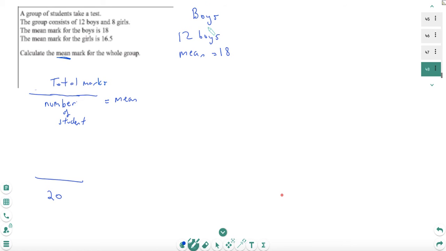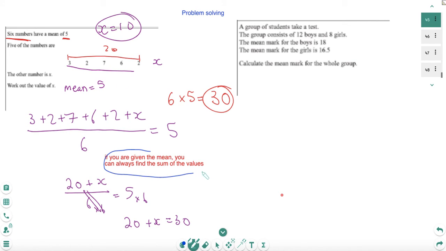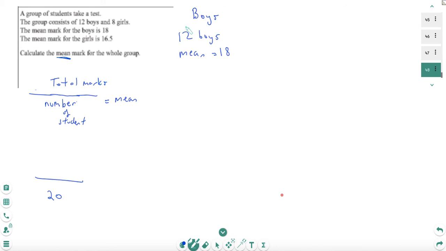All right. Well, what did I tell you in the last section, guys? If you're ever given the mean, you can always find the sum of values. So since we know there are 12 boys and their mean score is 18, we can find out the total score of all the boys. To do that, we can just do the mean times the 12 boys, which is 216. So in total, the boys scored 216 marks. Because we were given the mean, we could find the total of all the boys. And we can do the same thing for the girls. There were 8 girls.